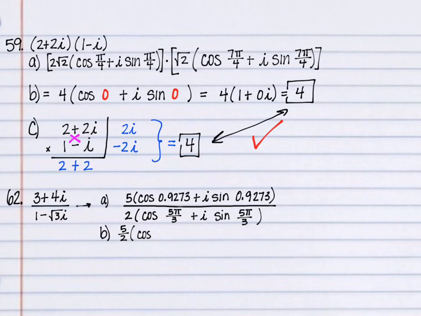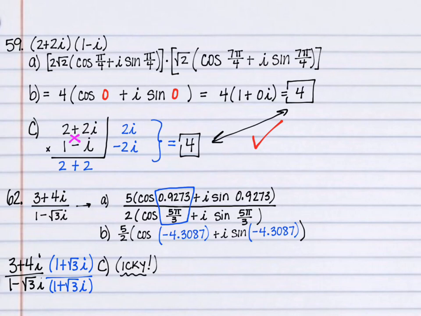And to do the division, we're going to divide the modulus. We're going to subtract those two angles. I'm going to use my calculator to help me with that. And we get that the radians are negative 4.3087 radians. We need to check it by actually doing the division of this complex number.